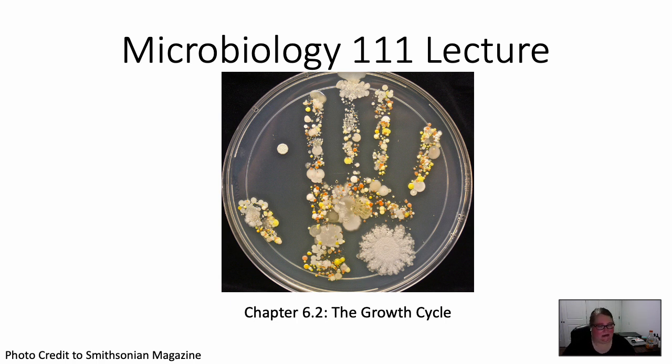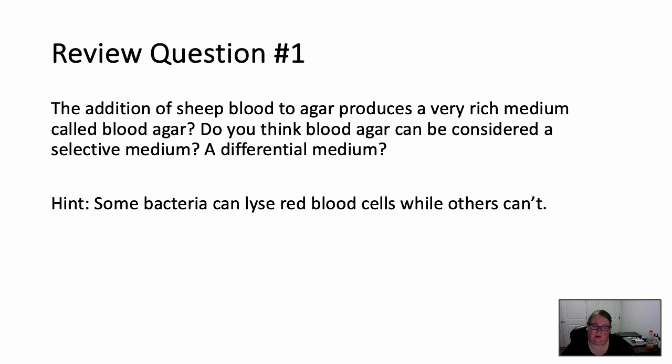So let's get started. Okay, so we're going to start with a review question. Review question number 1 says, the addition of sheep blood to agar produces a very rich medium called blood agar. Do you think blood agar can be considered a selective medium? What about a differential medium? Or could it be both? Okay, that's always an option.